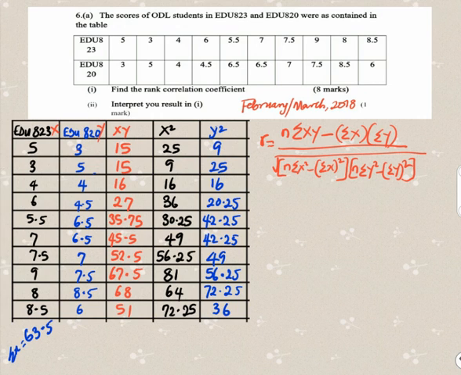Please, you can confirm the results here. We're going to have a summation y now. 3 plus 5 plus 4 plus 4.5 plus 6.5 plus 6.5 again plus 7 plus 7.5 plus 8.5 plus 6. That will be 58.5.